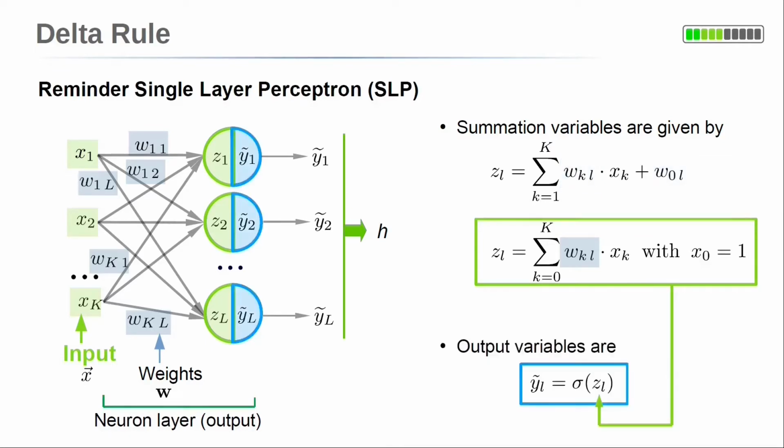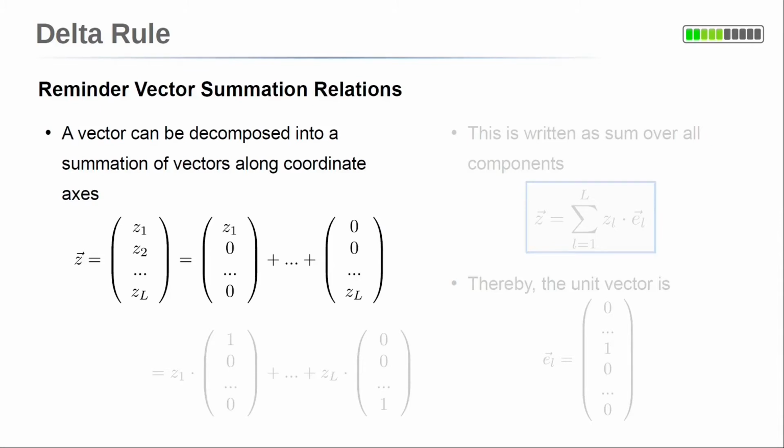Each summation is the input of an activation function sigma of zl. Note that sigma can be the sigmoid function or any other activation function as well. Sigma of zl is the output of the lth neuron, y tilde l. We need to represent vectors as summations and vice versa. So, here is a short reminder of these relations.